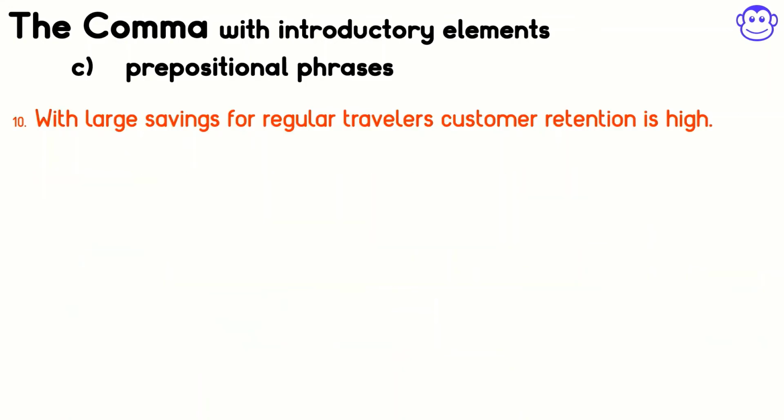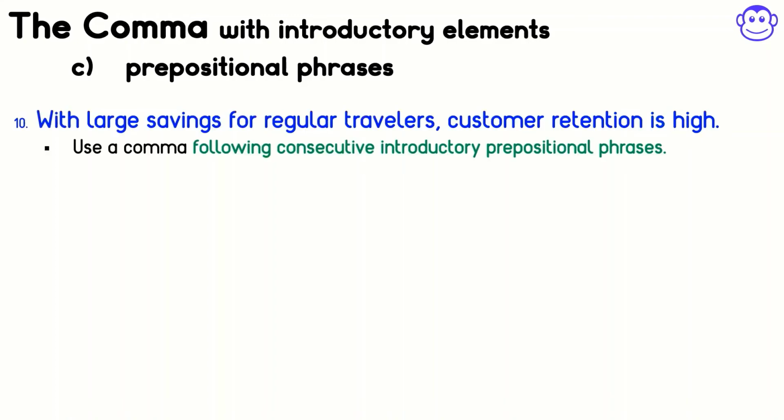Our next sentence. With large savings for regular travellers, customer retention is high. Here we have a main clause with the subject, customer retention, and the verb is. And in the introductory element, there are two prepositions, with and for, meaning that we have consecutive prepositional phrases before our main clause. Again, for purposes of clarity, we should use a comma following consecutive prepositional phrases that make up an introductory element.